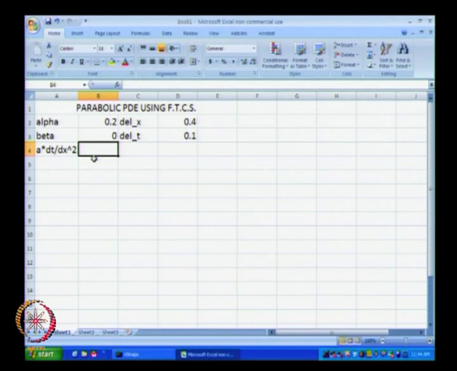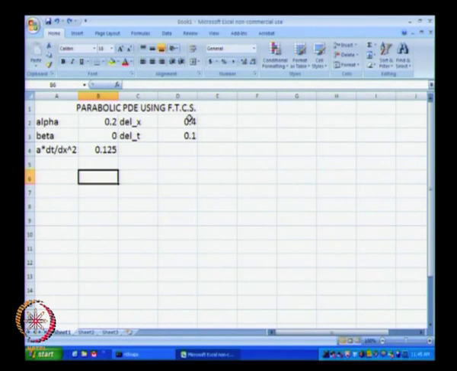Let us now compute our alpha delta t by delta x squared, and that is going to be equal to alpha multiplied by delta t divided by delta x squared. Okay. So, that is the value we have over here. If we were to use delta t equal to 1, that becomes 1.25. For delta t equal to 0.1 it is 0.125, that is the value of our A.